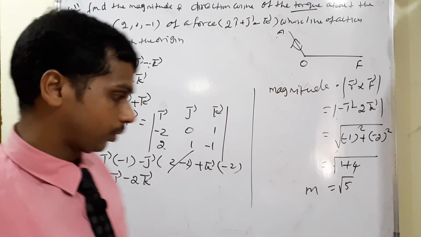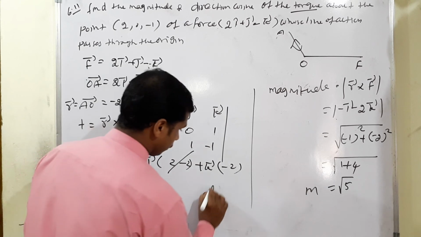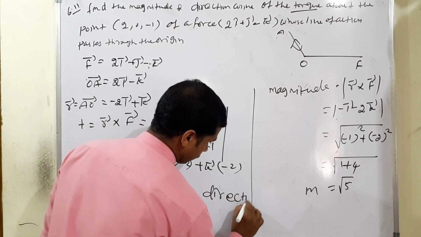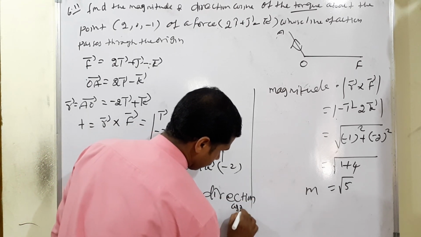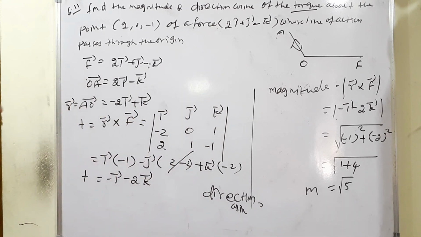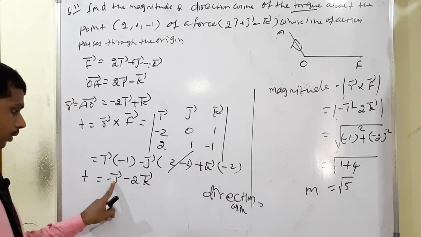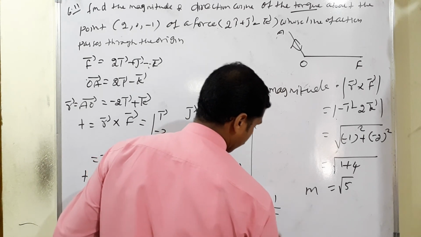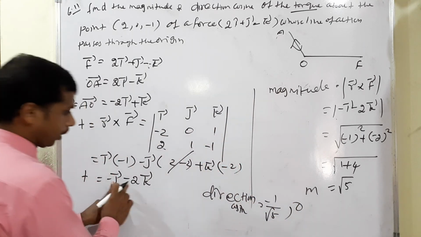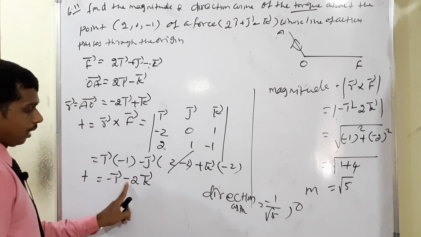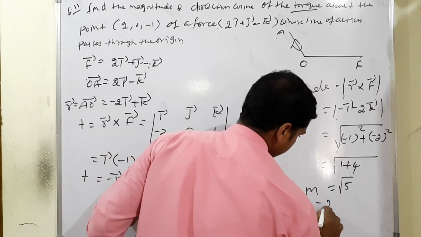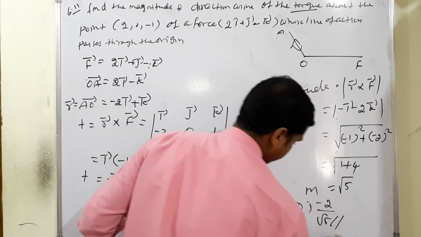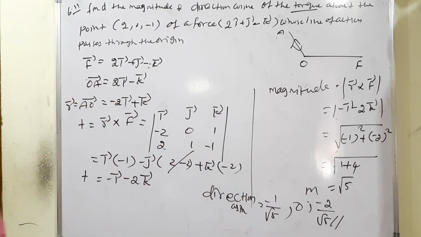Then the direction cosine. Direction cosine we already know. So the coefficient value is minus 1, therefore, minus 1 by square root of 5. The j value we don't have, that's why I have written 0. K is minus 2, isn't it? Then minus 2 by square root of 5. This is the answer for example 6.11.